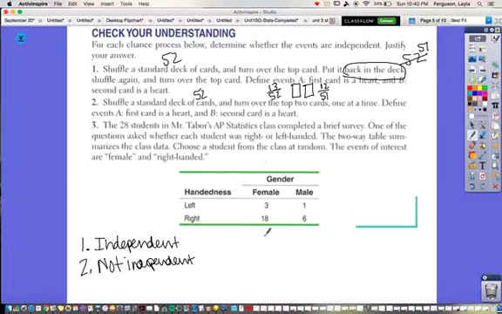So you could think about it like this. Once we know the suit of the first card, then the probability of getting a heart on the second card will change depending on whatever the first card was.